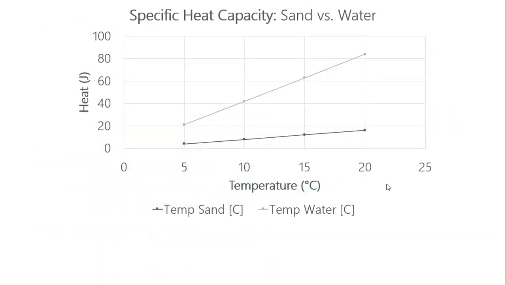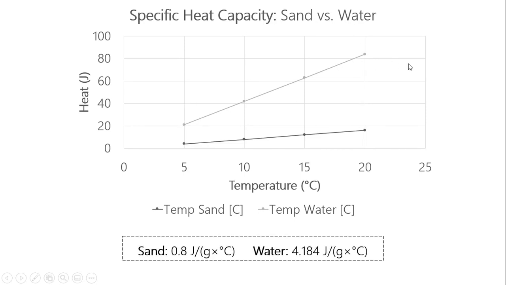Okay, talking about the beach, here's our sand versus water example. On this graph here, the light gray line is my ocean water, and the dark gray line is my beach sand. This is heat in joules on the y-axis and temperature in degrees Celsius on the x-axis. I can see that both of these change by the same amount of temperature. They both go from 5 degrees Celsius to 20 degrees Celsius. So they're both making the same temperature change. But it takes a different amount of heat to do so.